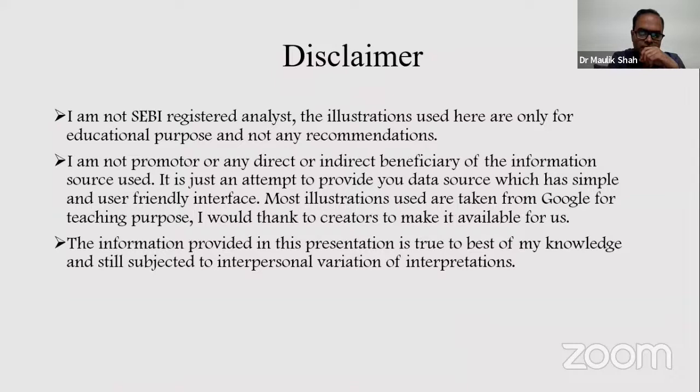General disclaimer: I'm not a SEBI registered analyst, and the illustrations are only for educational purposes and not any recommendations. I'm going to use the charting platform of TradingView, and mind you, I'm not a promoter or any direct or indirect beneficiary of the information source. It is just an attempt, because it is a very user-friendly tool. All these charts are from Google and TradingView only, and I thank the creator of this platform who has made things easy for us.